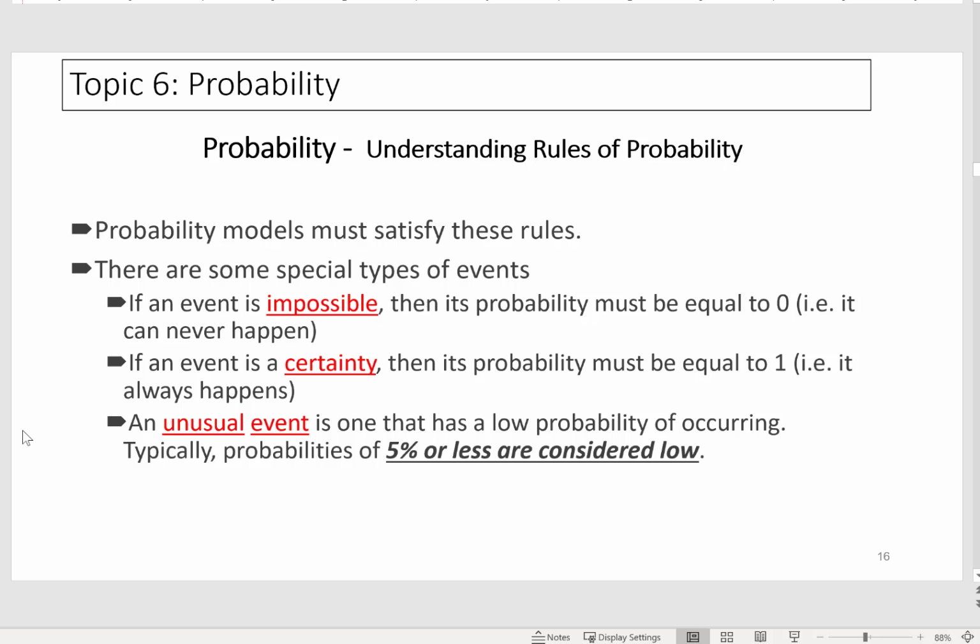There are some special types of events also. If an event is impossible, then the probability of it occurring has to equal 0. If the event is certainly going to happen, the probability would equal 1. In statistics, what we consider an unusual event is if the probability of that event is less than 5%. So things that have a probability of 5% or less are considered unusual, as a rule of thumb.